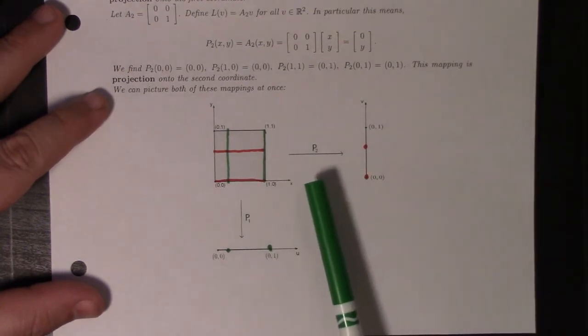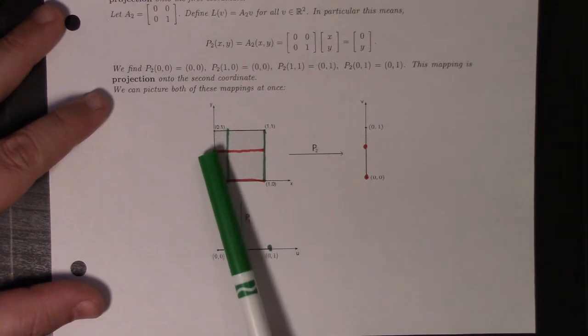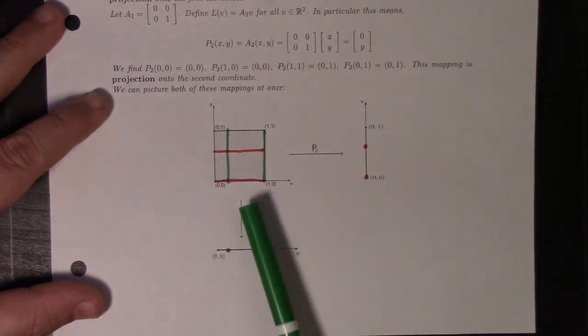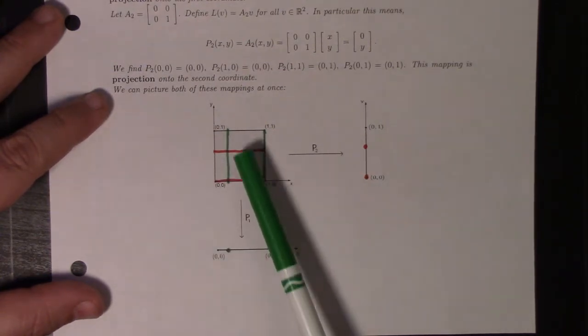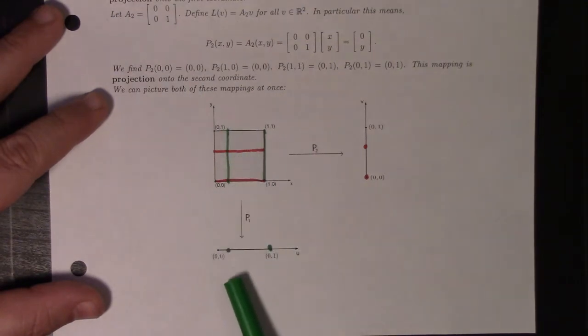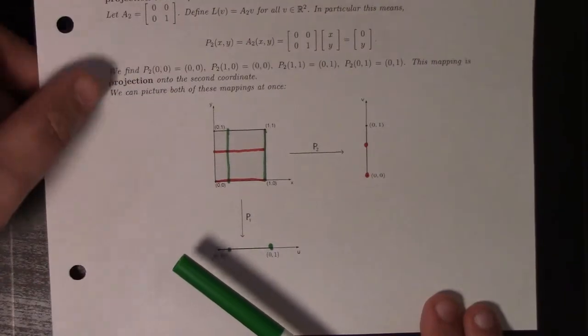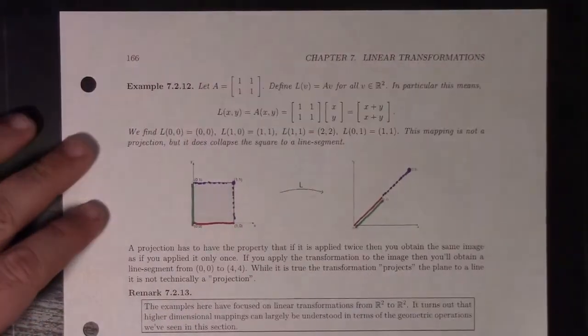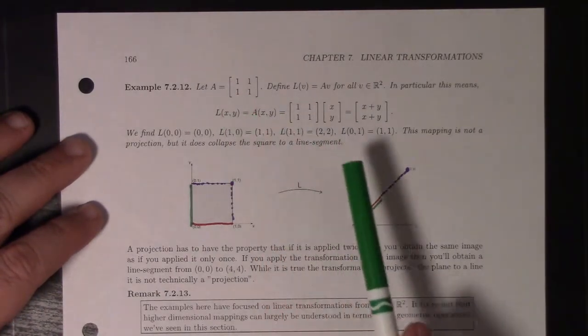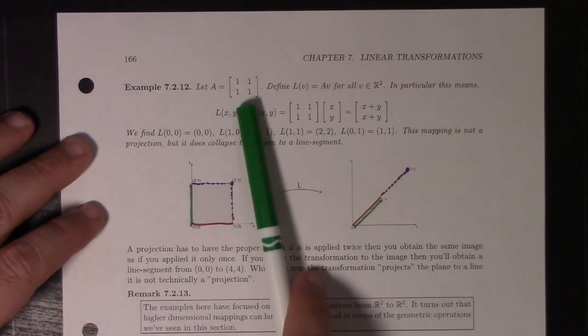But anyway, projection 2 just sends these red lines to these dots. And projection 1 kills off the y component, so it sends all these vertical lines to this dot or that dot. And so projection loses dimension. Here's another one that's a little harder to follow. 1, 1, 1, 1. Again, this matrix is not invertible.